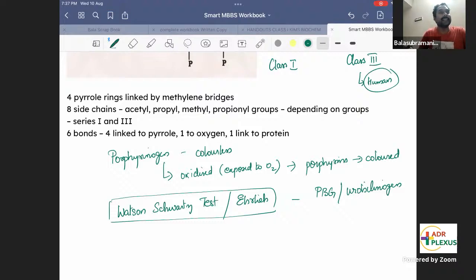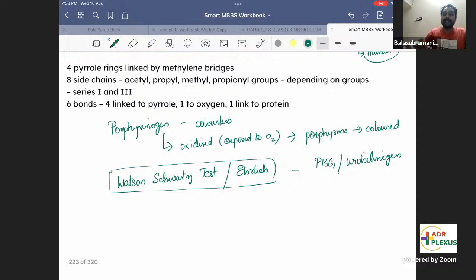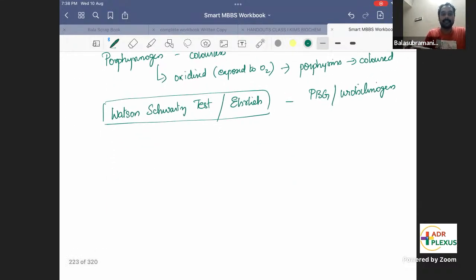Anything with gen is colorless. Anything with urobilin, stercobilin, porphyrin, these are colored compounds. Heme is a metalloporphyrin, that is why it is colored red, and that is why the blood is also red, because of the oxygen attached to the heme. So you must be able to understand this particular concept.